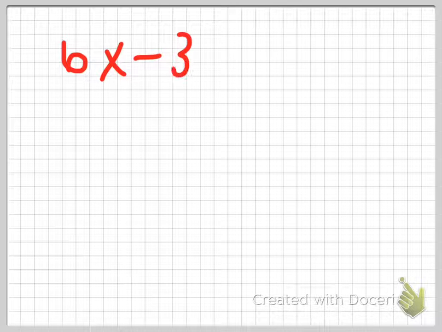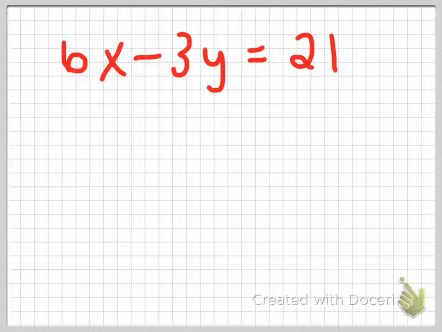If you look at your notes, you're going to see I've given you an equation, 6x minus 3y equals 21. And I want to rewrite that equation and show you how it can be y equals 2x minus 7. Here are the steps.